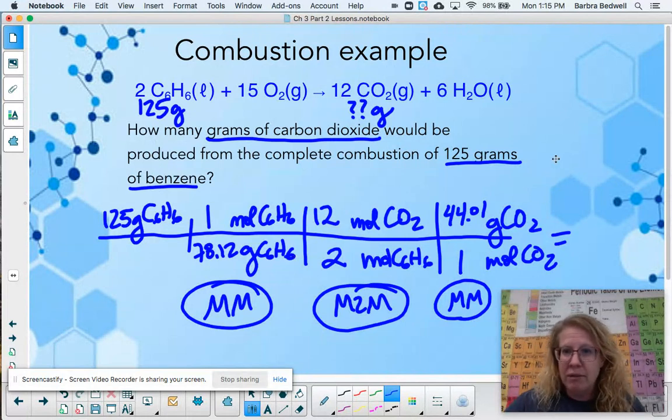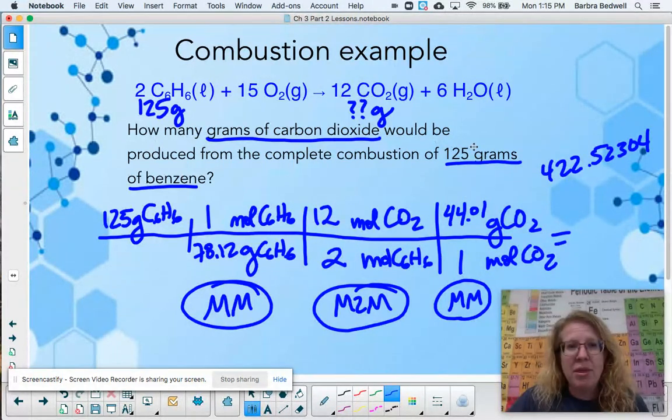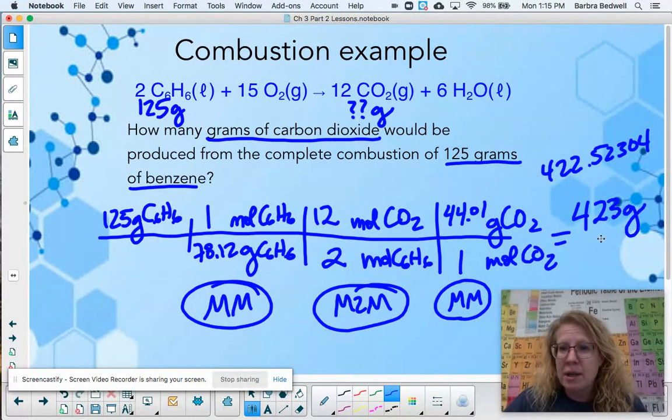Again, here's our unrounded answer, 422.52304 and more, whatever else comes out in there. And then we look at our original problem for sig figs. We got 3 sig figs in our problem. So let's round our answer. This would be 423 grams CO2. There you go. So that is a grams to grams Stoich step.